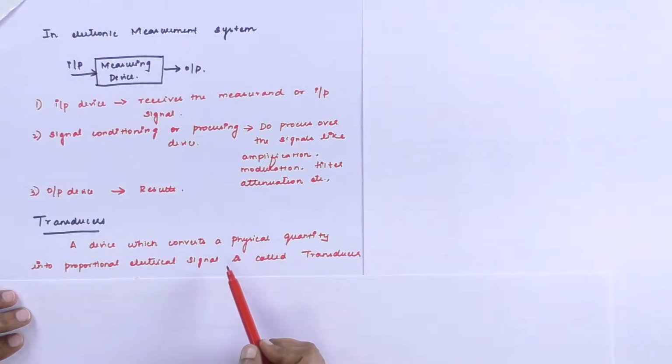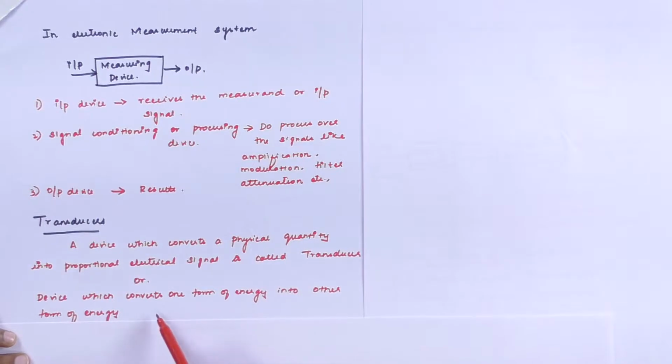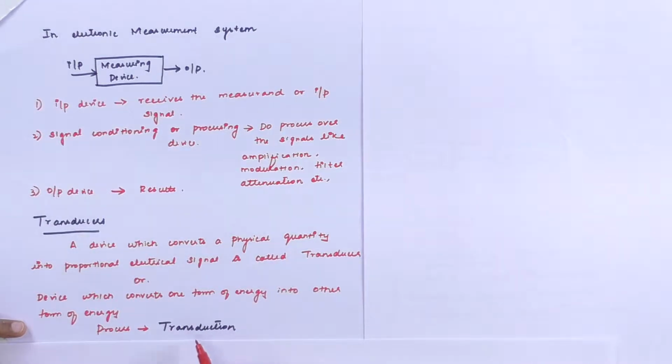Or in another way, we can define the transducer as the device which converts one form of energy into another form of energy. The device which is used for this conversion is called a transducer, and the process of converting energy from one form to another form is called transduction. So, a transducer converts a physical signal into a proportional electrical signal.